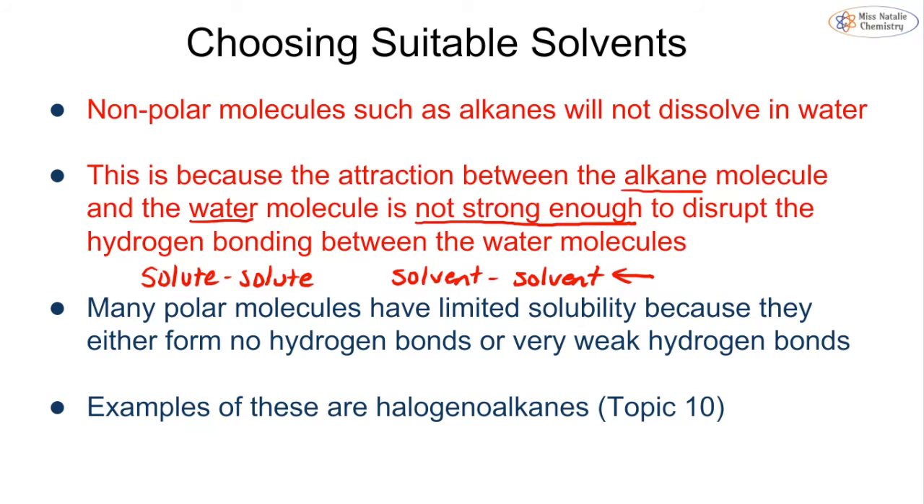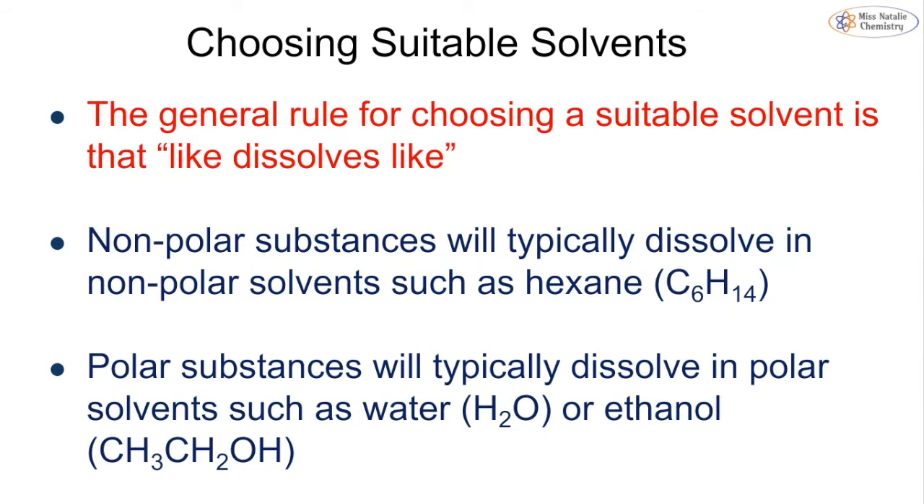So the majority of non-polar molecules are going to not dissolve into water, and there are some polar molecules that will form either no hydrogen bonds or very weak hydrogen bonds, and they will have limited solubility, and you'll talk about that in topic 10. So the general rule for choosing a solvent is like dissolves like. So non-polar substances will dissolve in non-polar solvents like hexane, and polar substances will dissolve in polar solvents like water or ethanol.